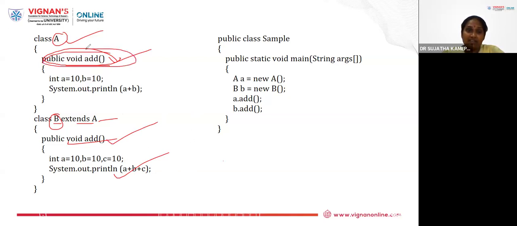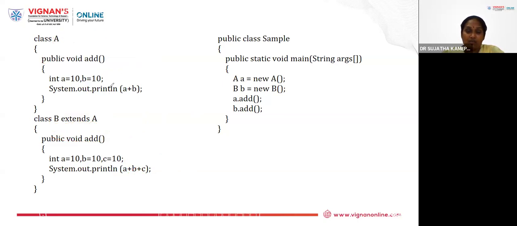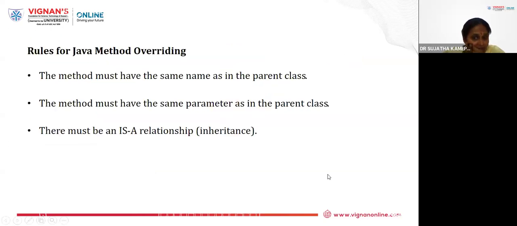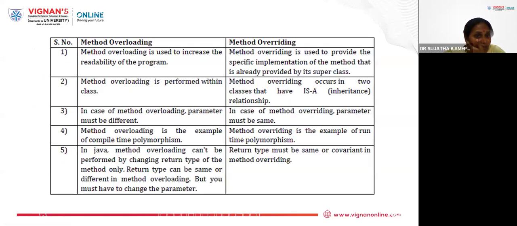Here it is having the add method. Here it is having the add method. Both the methods are overridden. Since one is present in the superclass and this is present in the subclass, we can say that it is overridden. Right. Now, method overriding is also called dynamic binding.